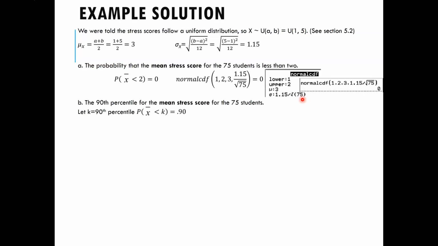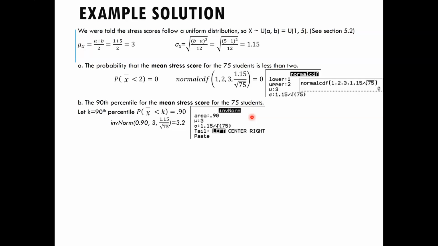All right. Then the second one said find the 90th percentile for the mean stress score. So this is where we go the opposite way, right? We do inverse norm. So let's do that. Let's go to distribution and choose inverse norm. And our probability, or our percentile, written as a decimal, is 0.90. And then our mean, and again for our standard deviation, we do not use the 1.15. We have to take the 1.15 and divide it by the square root of n because it is a sample mean. All right, so we'll put those in the inverse norm in our calculator.